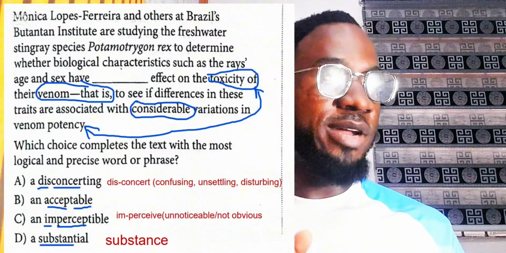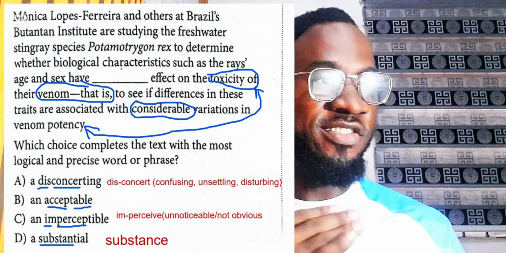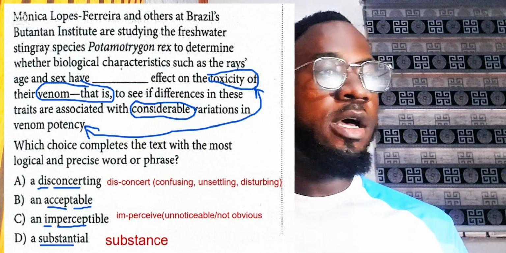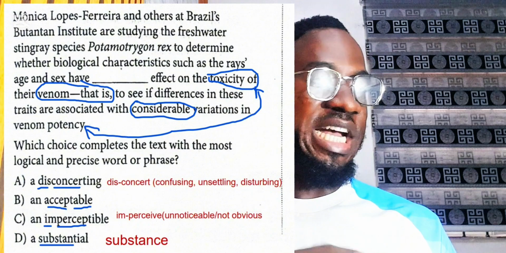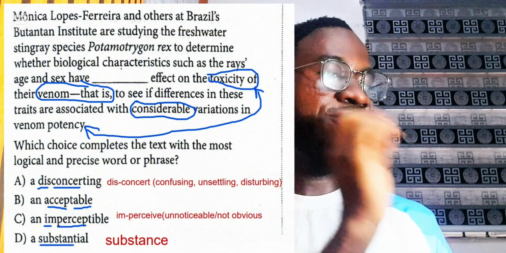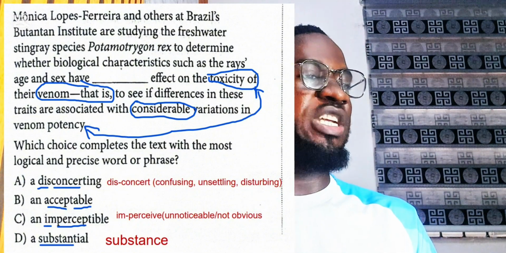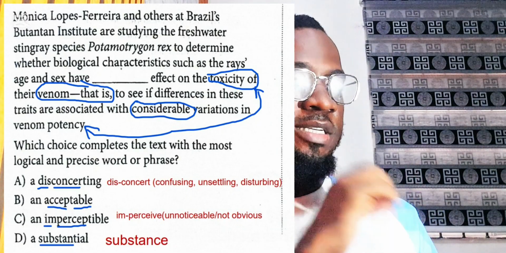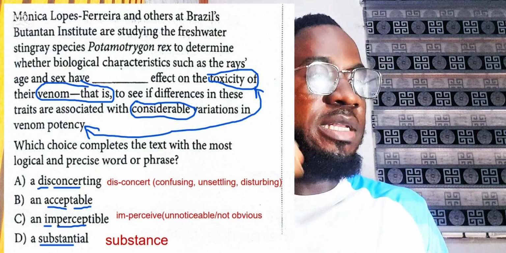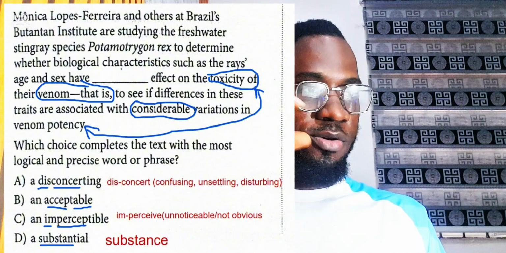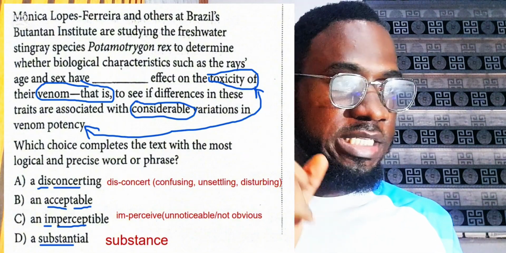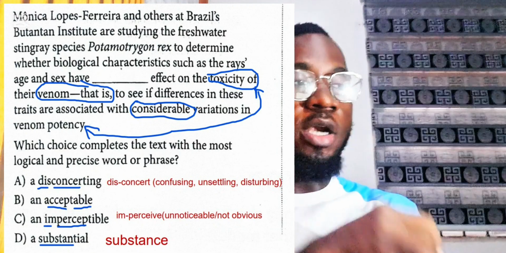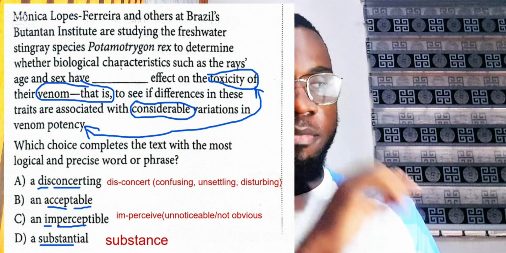Monica Lopez and others at Brazil's institute are studying the freshwater stingray species to determine whether biological characteristics such as the race, age, and sex have dash effects. So they want to define what this effect is, right, on the toxicity of the venom. So they want to determine what nature of the effect these biological characteristics of this species have on the toxicity of the venom of the species.